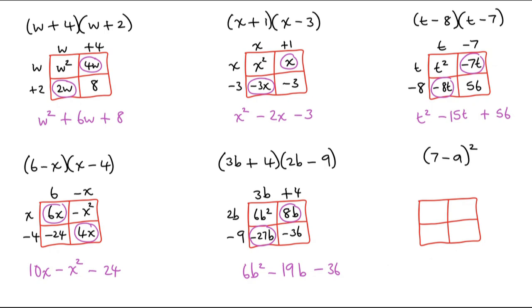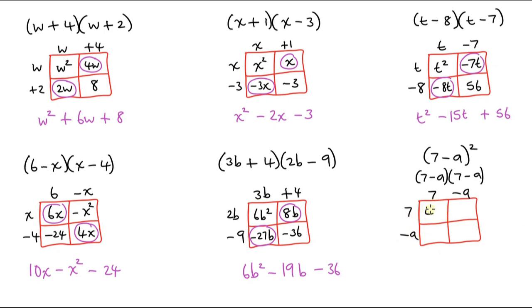Okay, last but not least, we have this. Now, this might look a bit weird, but what does this mean? Well, 7 minus a squared, this means 7 minus a times 7 minus a. We're taking the 7 minus a and we're multiplying it by itself. So just to make things easier, you could write it out like this. So let's write it in our grid now. We've got 7 minus a, and then we've got another 7 minus a.